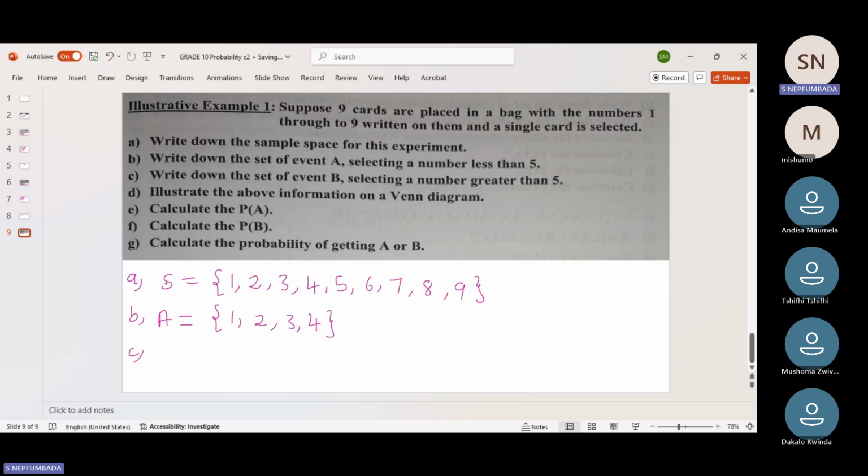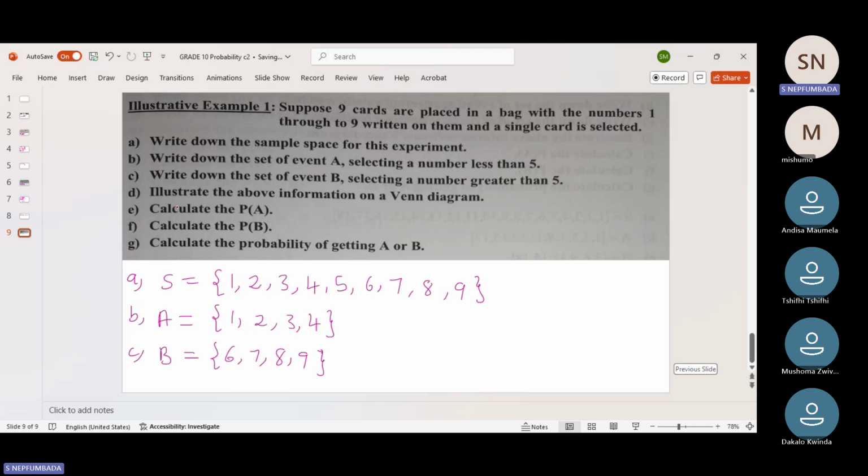Then question C, they say write down the set of event B, selecting a number greater than 5. Greater than 5 is 6 to 9: 6, 7, 8, 9. They didn't say equal to 5, they say greater. Are we good? Yes.